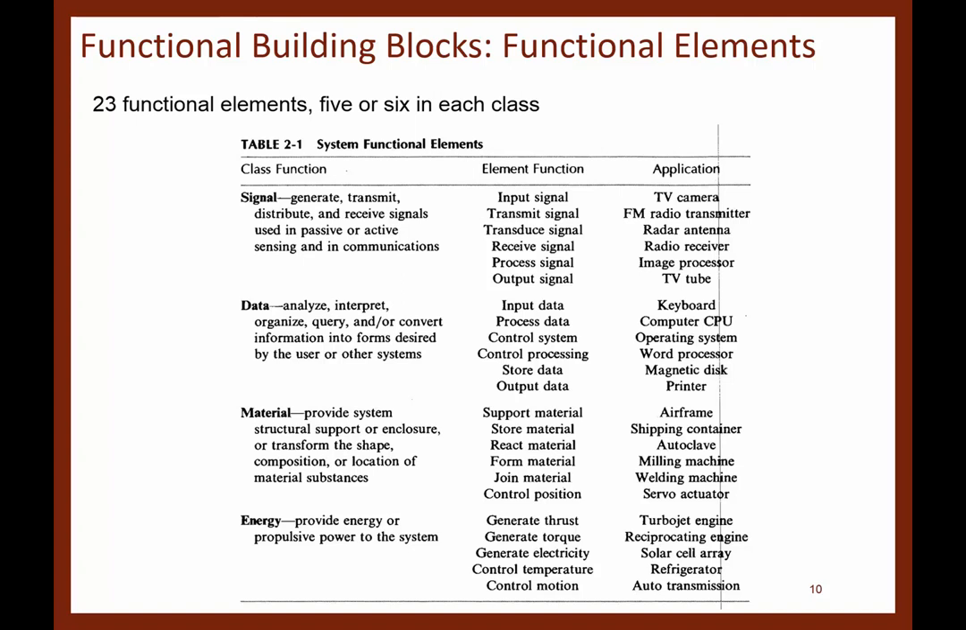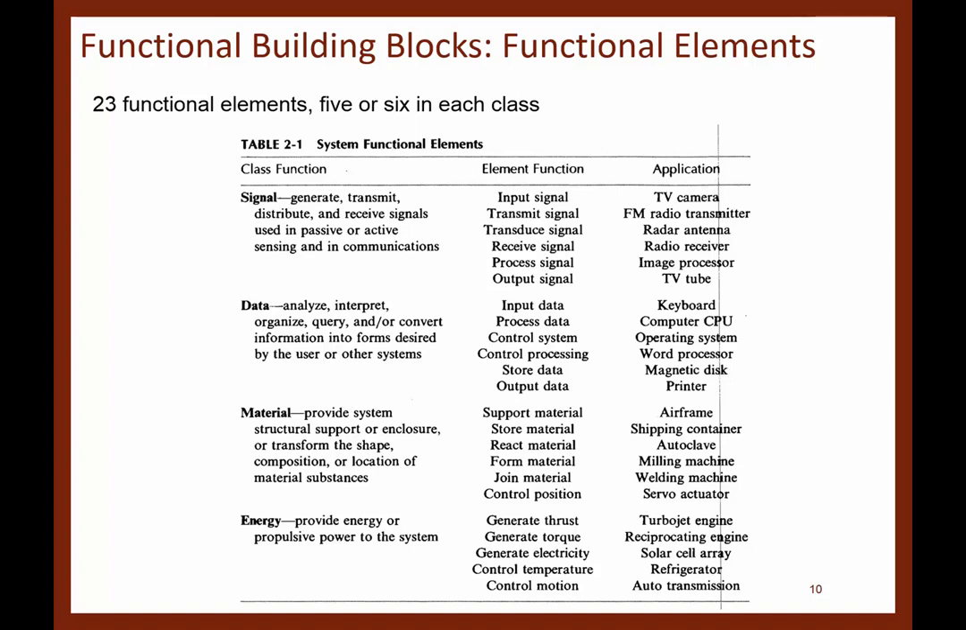So if we look at the signal element class, the functions generate, transmit, distribute, and receive signals, used in passive or active systems, seen in communications. So here are some functions that are part of this class. Input, getting the input signal, transmitting the signal, transduce signal, receive signal, process the signal, and then output signal. So very simple, very elementary functions, but you're familiar with them, right? You know that if you are going to receive and pass that information, there are functions that will happen. And then we have some applications for each one of the functions. So input signal, a TV camera, transmit signal, an FM radio, transduce signal, a radar antenna, receive signal, a radio receiver, process signal, an image processor, output signal, the TV too.